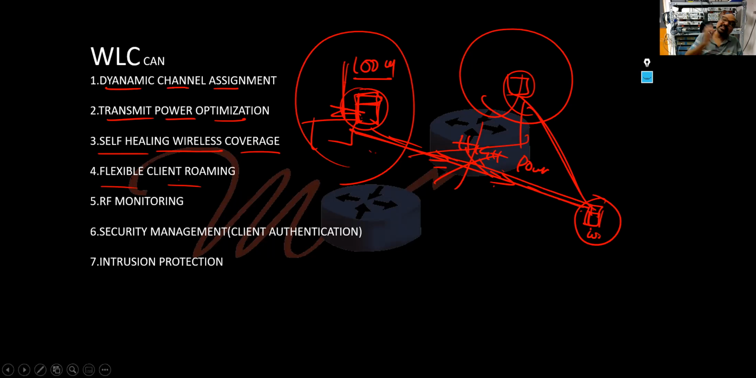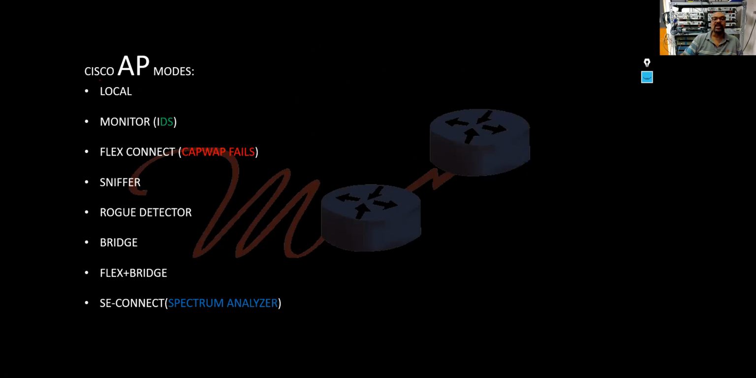Actually, they can do that. Hey, disconnect that guy, connect to the other one. Controller is designed like that. Quick RF monitoring it can do, right? Security management, authentication process. Security tomorrow I'll teach. Wireless security I'll cover separately. It's a normal thing, but we'll see it tomorrow. Intrusion protection, what a wireless LAN controller can do, right?